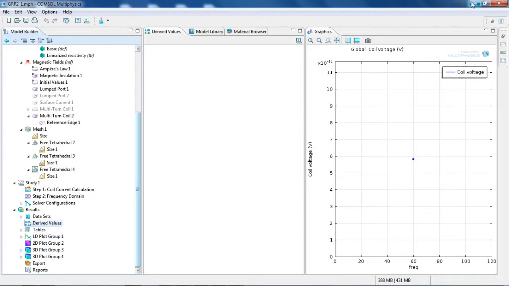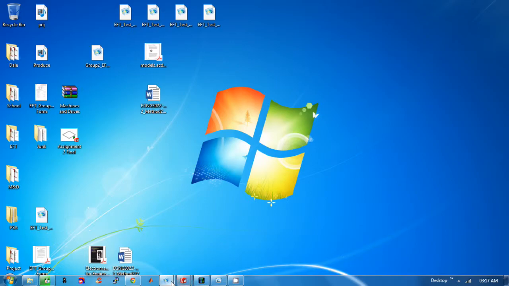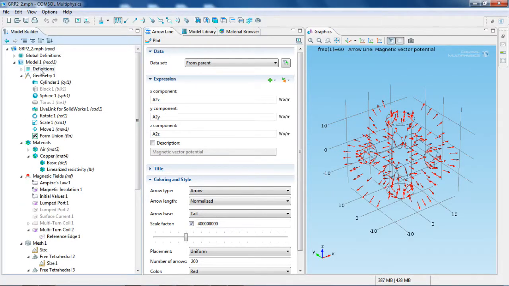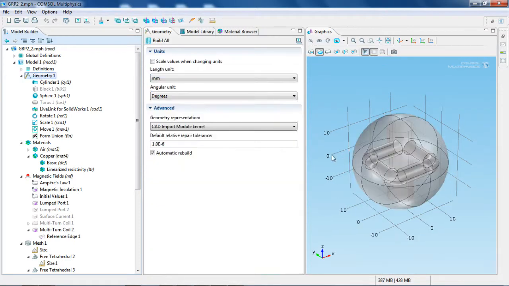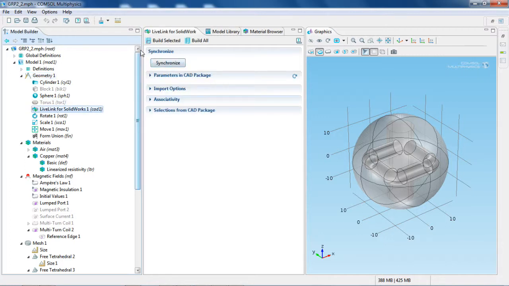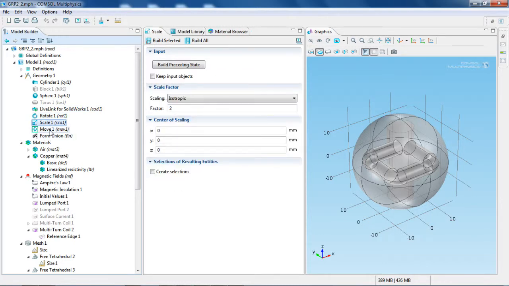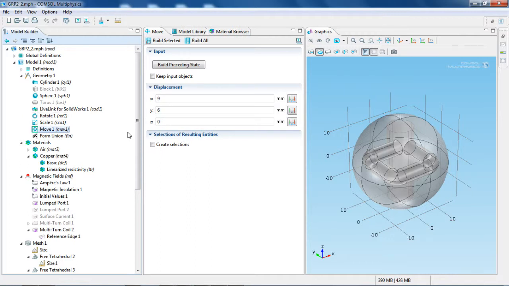moving on to the second Rogowski coil design, which was investigated. This is the diamond-shaped Rogowski coil. This coil was drawn in SolidWorks and imported to COMSOL via the live link interface. However, due to minor incompatibilities with both softwares, scaling and rotating were required.